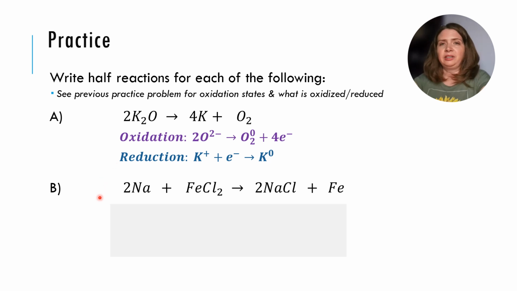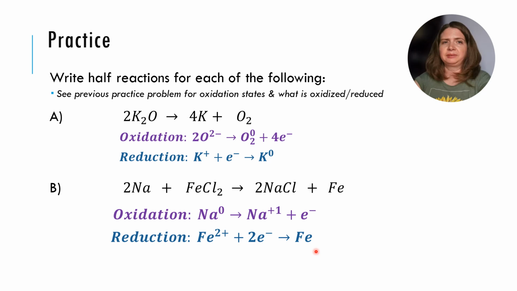Let's look at another practice problem. This one involves sodium reacting with iron(II) chloride. Iron goes from a +2 oxidation state in the reactant, Fe2+, to 0 in the product, meaning iron is undergoing reduction. To go from +2 to 0, it must gain 2 electrons.